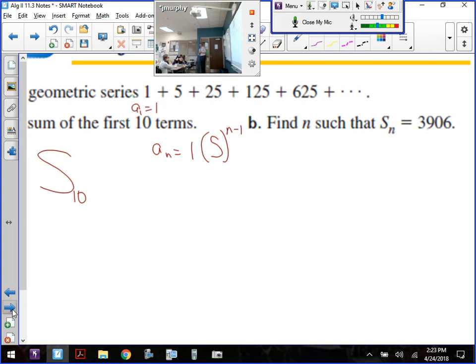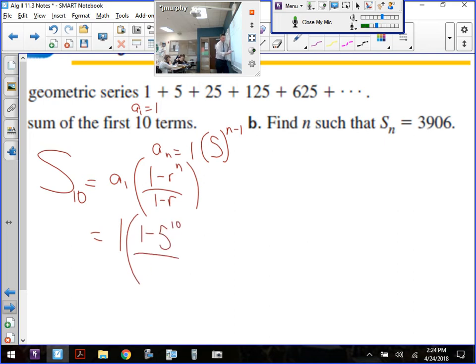Okay. So if I want to find the sum of 10 of them, I know that the sum of 10 will equal the first term, 1, times 1 minus the rate to the n, over 1 minus the rate. Well, the first term is 1, so 1 minus 5 to the 10th, over 1 minus 5. And again, I just go right to my calculator and I type that in.